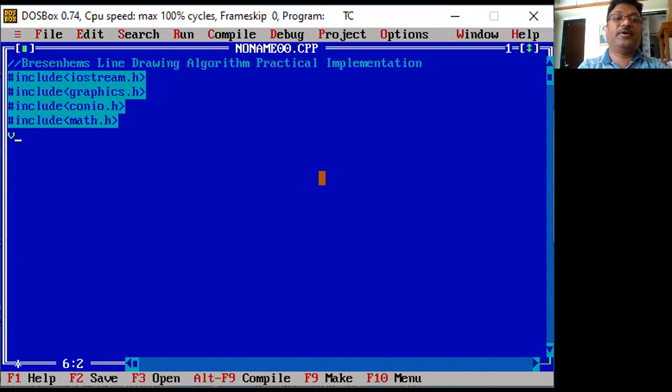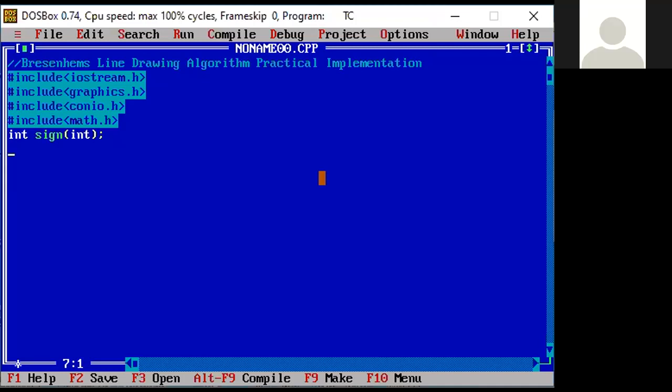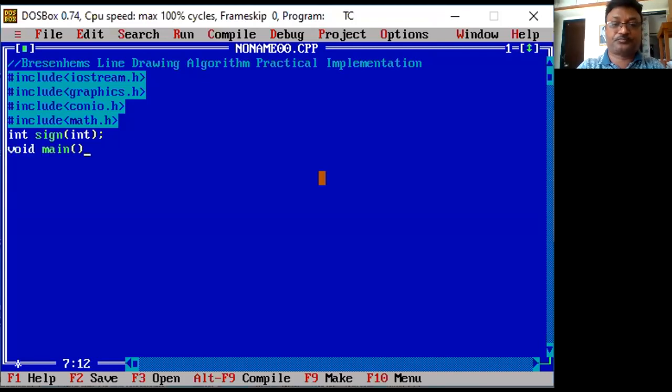Here I am considering one function, int sign. So what is this int sign function? That is going to return a value for whether the line is going in a positive direction. I have already considered that the slope is between 0 and 1, or greater than 1. So this sign function is indicated for that. Then void main, that is the main function.